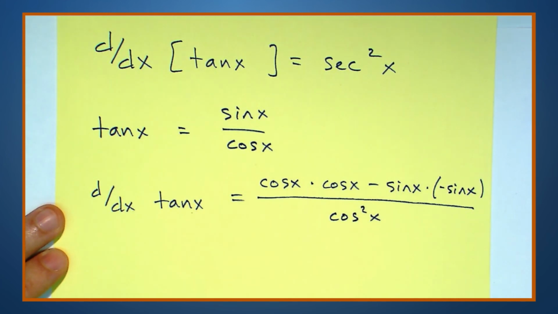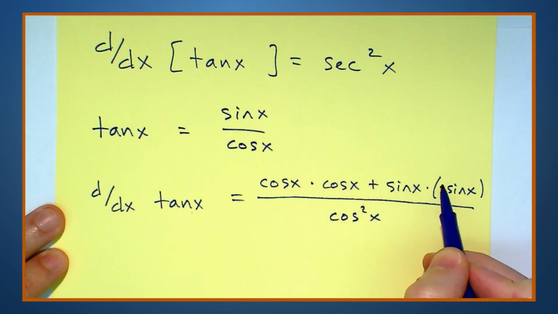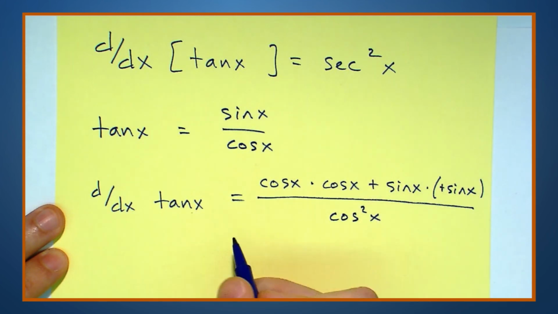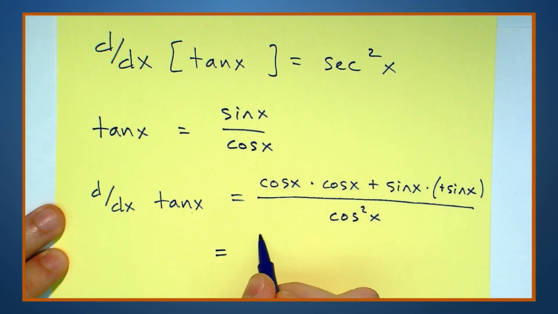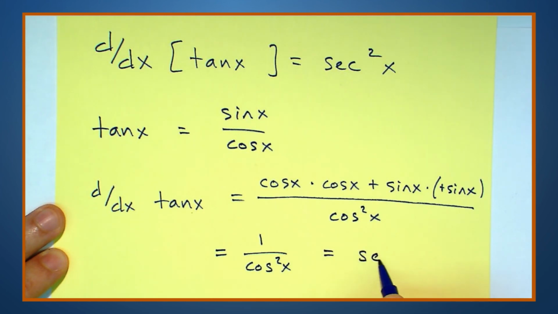Now this is begging to be simplified. The minus signs cancel, and upstairs we can use our favorite trig identity, sine squared x plus cosine squared x equals 1. So the derivative of tangent x is 1 over cosine squared x, or more simply, secant squared.